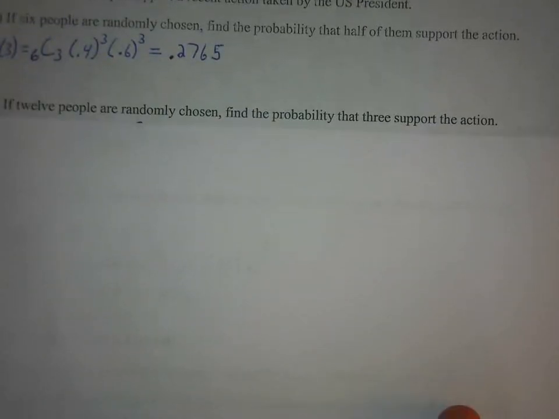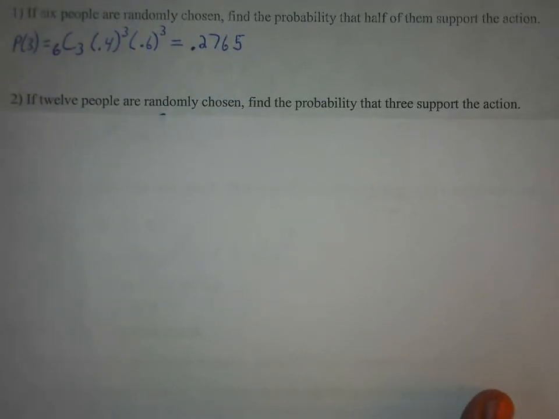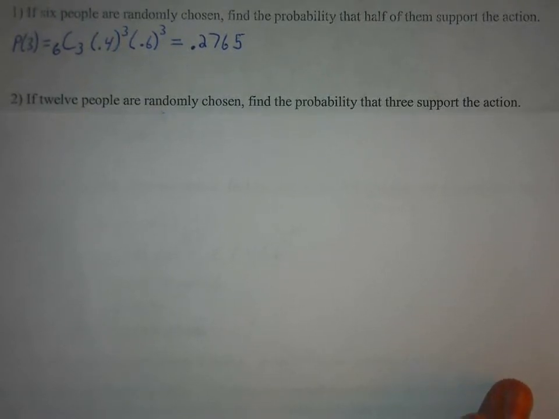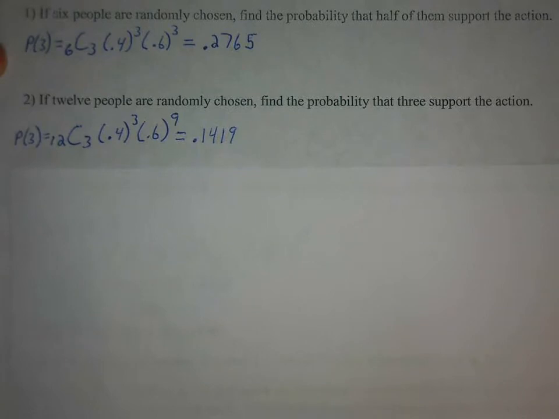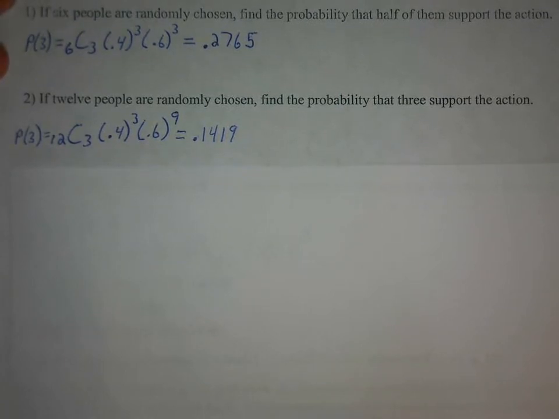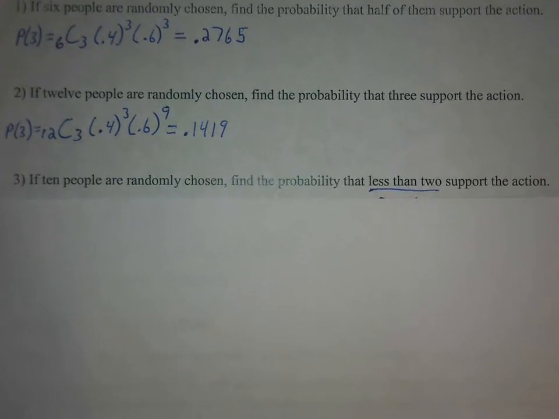Okay, on the next one, 12 people are chosen. Find probability that 3 support the action. So I'm going to show the answer to this because it's just straight up using the binomial formula. And you can pause the video if you need to, but I'm going to show the answer so we can keep moving. And then moving on to the next one.